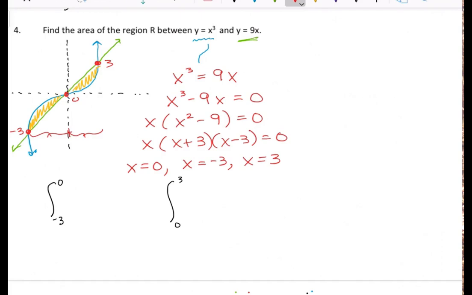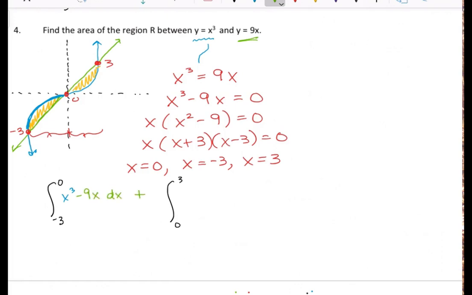Okay, for my integrand, again, we have to be careful and look at each area and make sure that we get the integrand in the right order when we subtract. So if we look at that first area on the left, we see that on top of the area is the x cubed function. So for this one, x cubed is going to go first. And underneath that area is the line. So I'm going to have minus 9x dx.